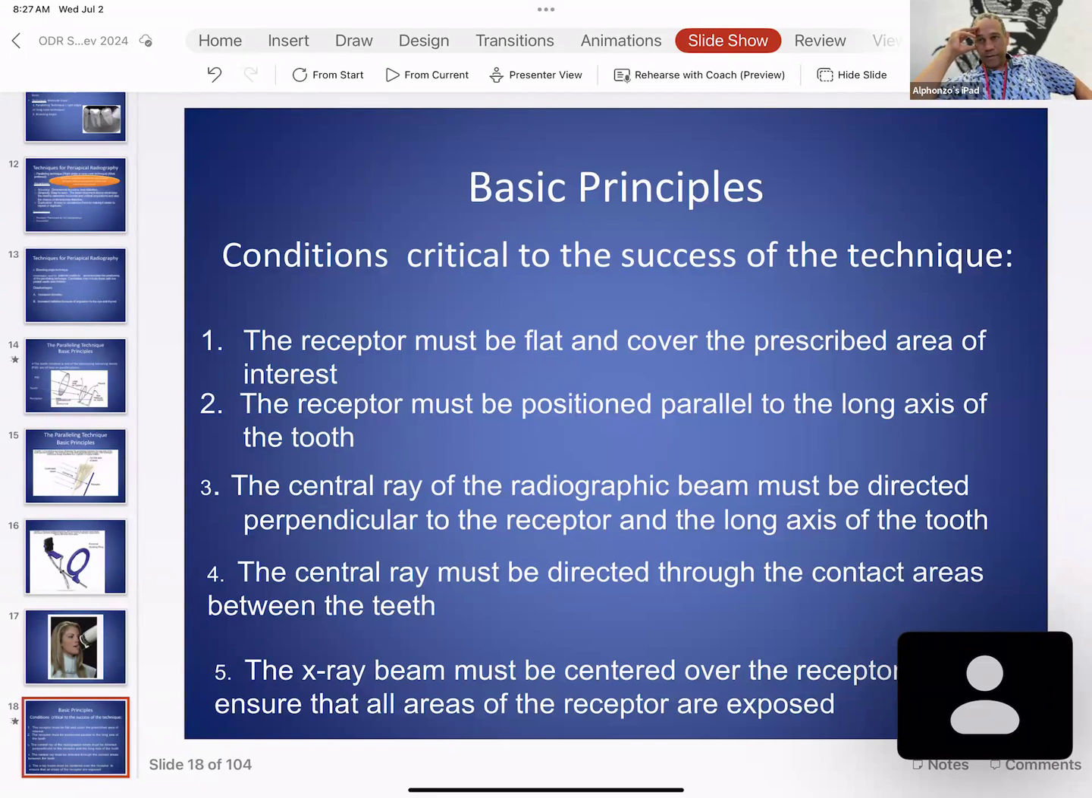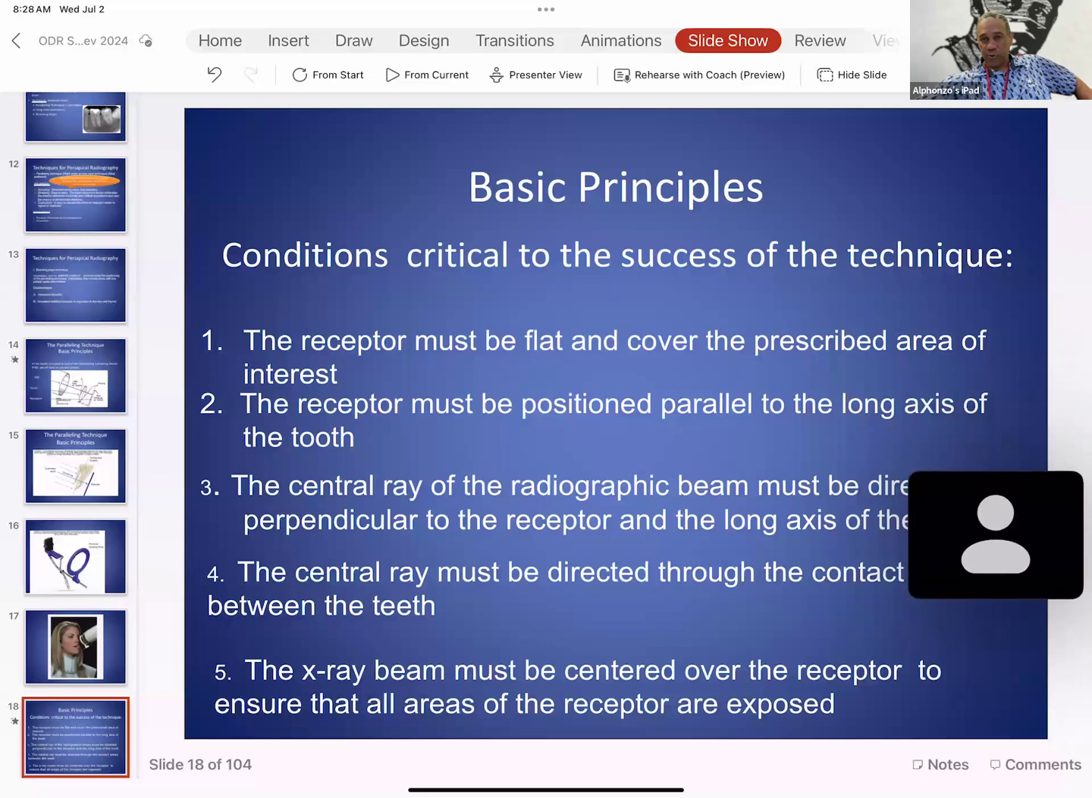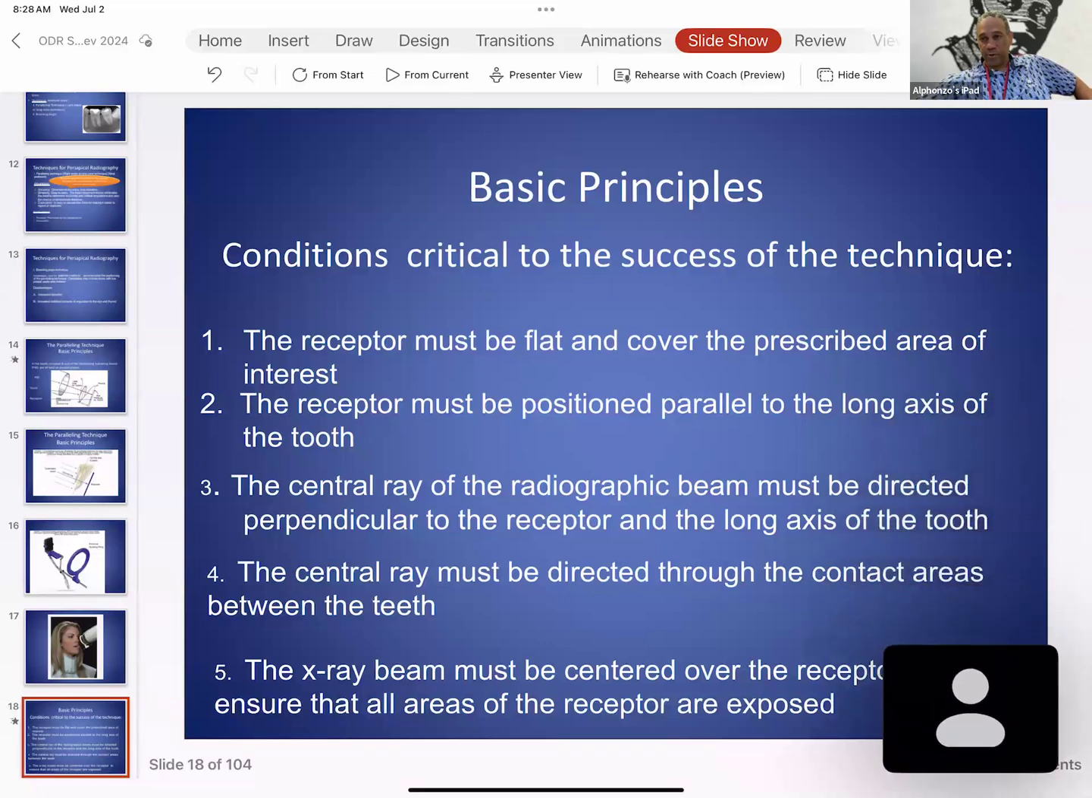The central ray of the radiation beam must be directed perpendicular to the receptor and the long axis of the tooth, which is 90 degrees. The central ray must be directed through the contact areas between the teeth. Of course, we want to see mesial and distal of the tooth. The X-ray beam must be centered over the receptor to ensure that all areas of the receptor are exposed.